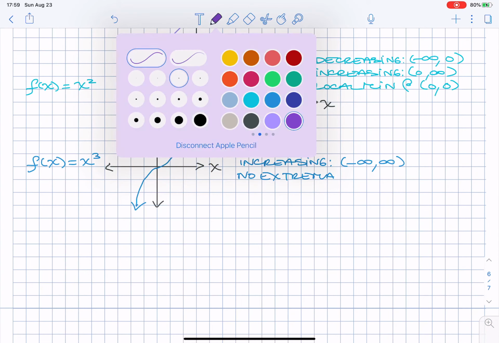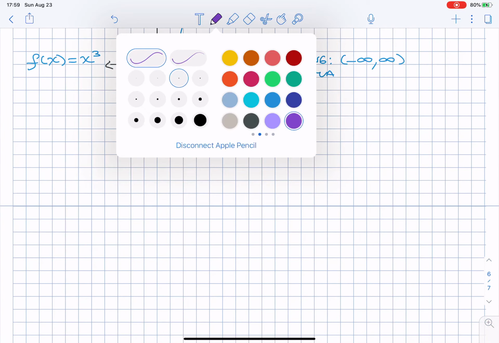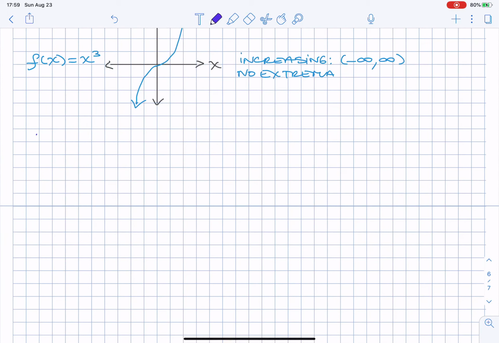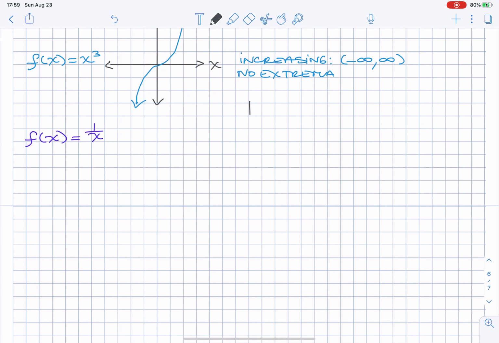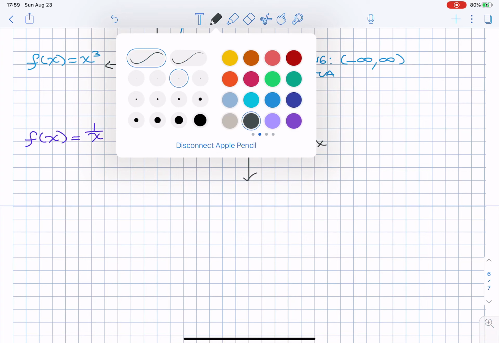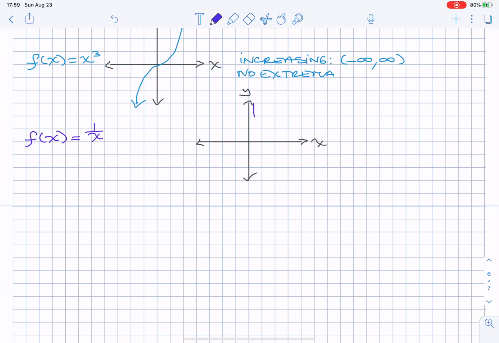What color should I do now? Let's do purple again. Different color purple. Let's do that color purple. Let's do the reciprocal function, 1 over x. Okay, so the reciprocal function, I can move that up a bit. So 1 over x looks something like so. Not drawn very well. I wish I could draw a bit better.